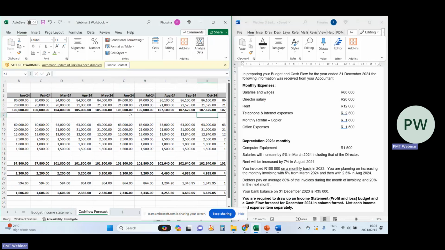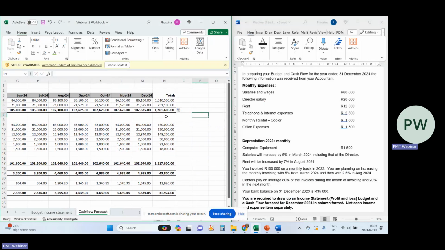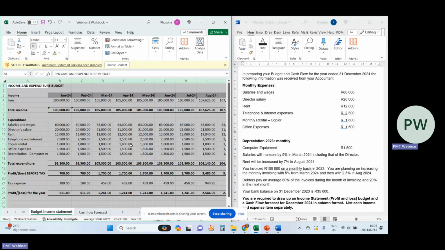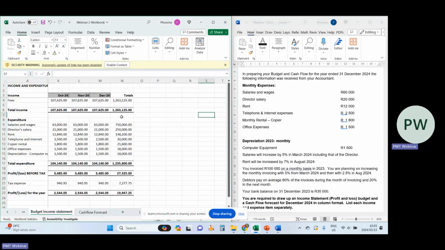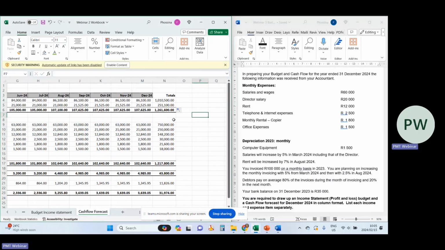If you compare with the income, 1261, our budgeted income, 1263, and here it's 1261. It's because of the timing difference in receiving and invoicing. You invoice, you receive, you invoice. So you can see there's a 2,000 that we are not going to collect now.